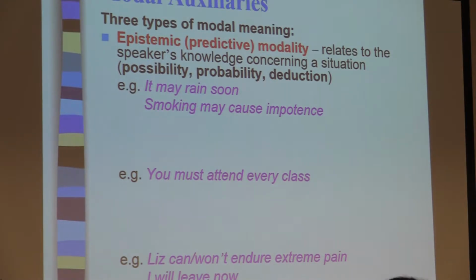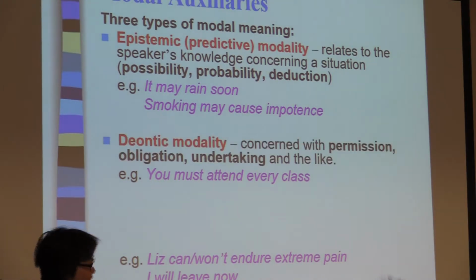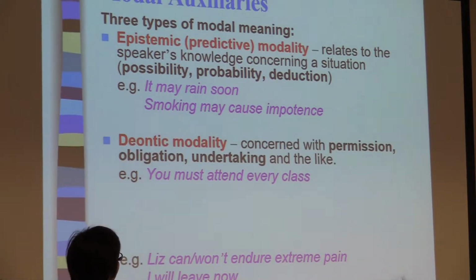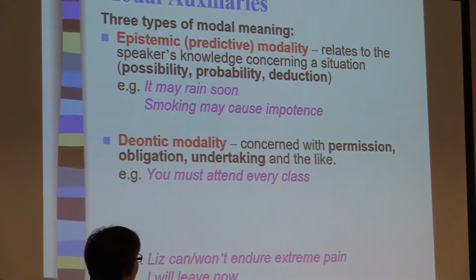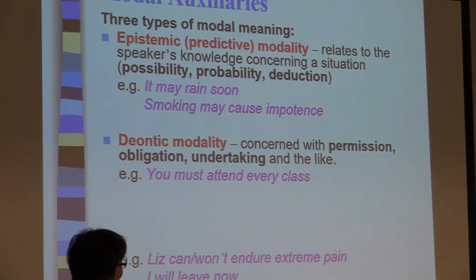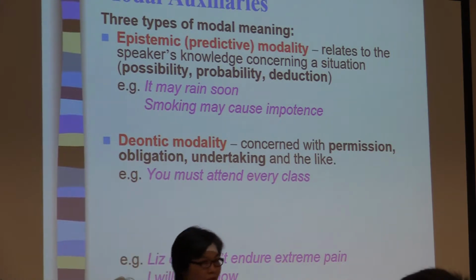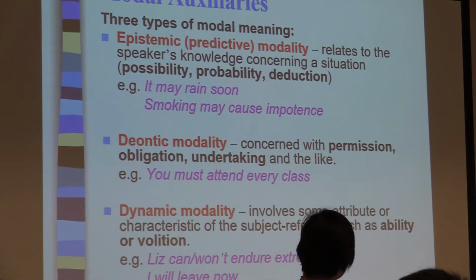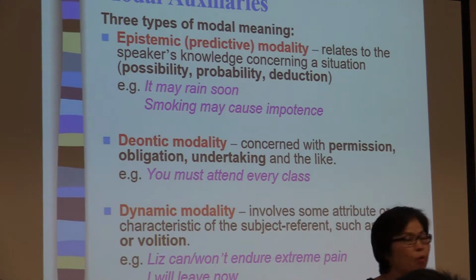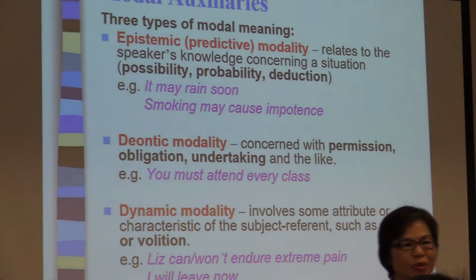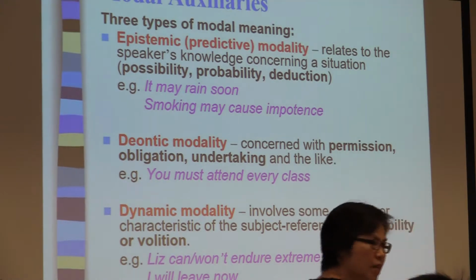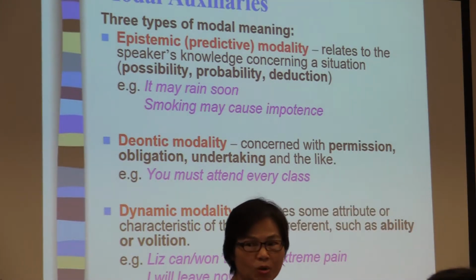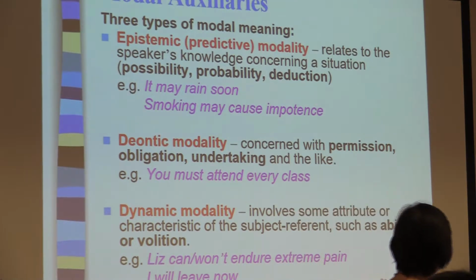You must attend every class. Must. This is not about possibility, but it's about your obligation, your duty. So this is called deontic. And then the final type, this can't endure pain, or I will leave now. It's about your ability or your volition, your will. Remember, want, I want to do something, that is volition. So I will leave, this is also your plan, your want. So this is called dynamic modality.